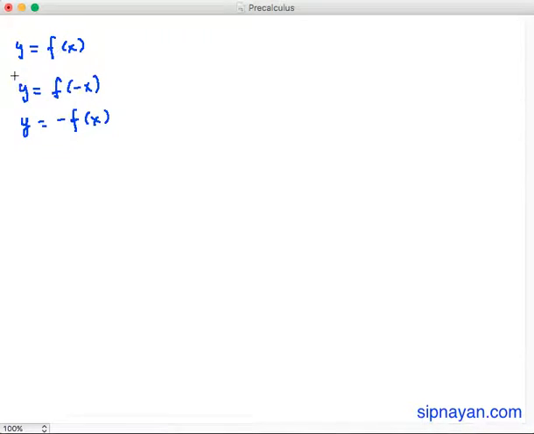Ngayon, pag-aaralan natin is paano kung meron tayong constant na i-multiply natin dito sa f of x na to. So, for example, magkakaroon tayo ng y equals a times f of x. Now, para mas maintindihan natin, gawin natin a specific function, for example, f of x equals x squared.